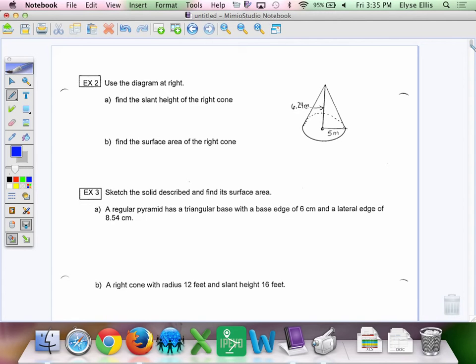Another one of these out. You flip over your notes, pull them up here. This time we're looking at a cone. To start off with, they want us to find the slant height, that's your little cursive L, of your cone.